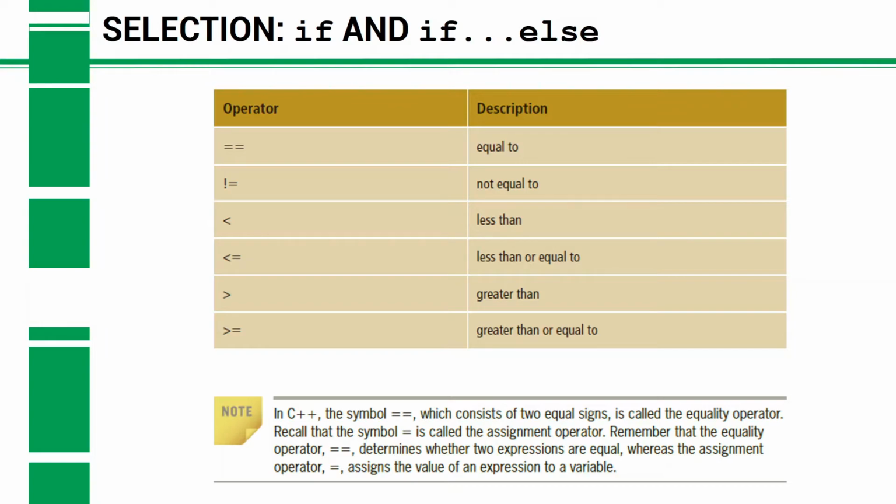Please take note of the difference between single equal sign and double equal sign. Single equal sign is usually used for assignment purposes. So it just simply assigns values to specific variables. That is why it is called assignment operator. While double equal sign will determine if two variables or expressions are equal. That is why it is called equality operator.